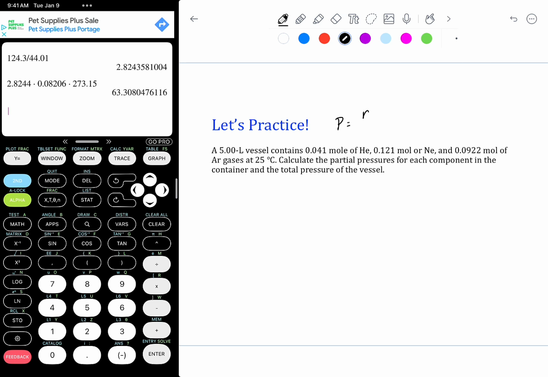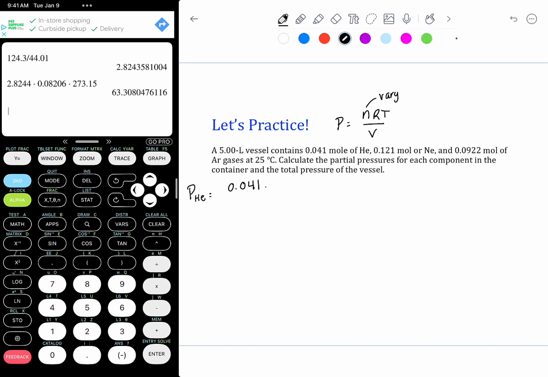using nRT over V. I just rearranged our PV equals nRT equation to solve for pressure. Except each n is going to vary for each of these calculations. So let's start with helium. The pressure of helium is equal to the mole value, which is 0.041, times R. Let's do our partial pressures.